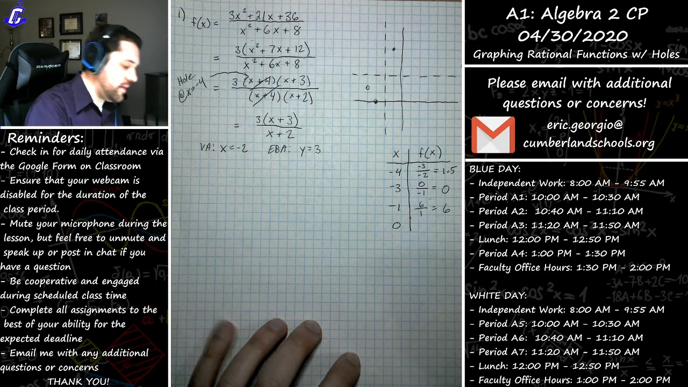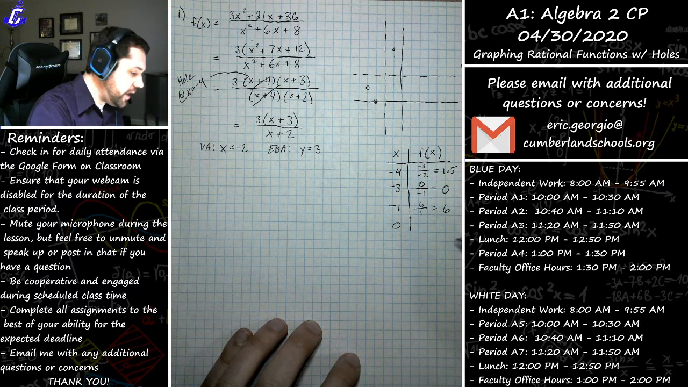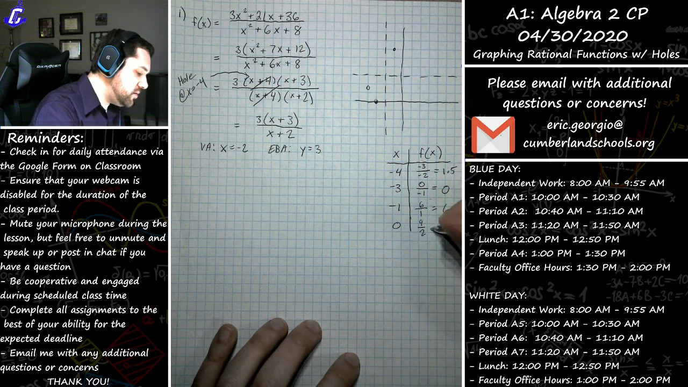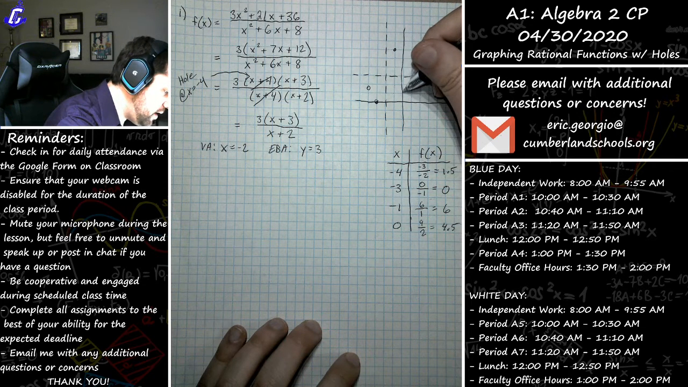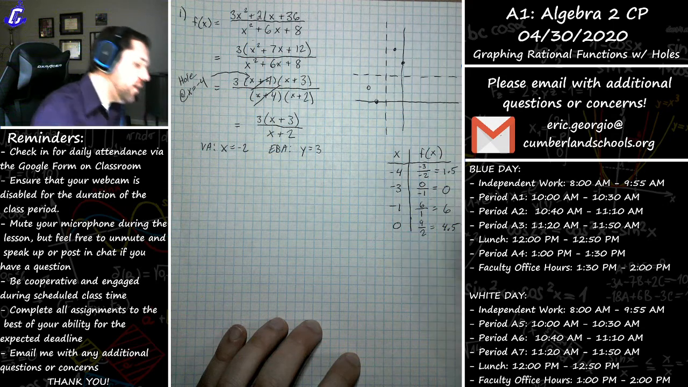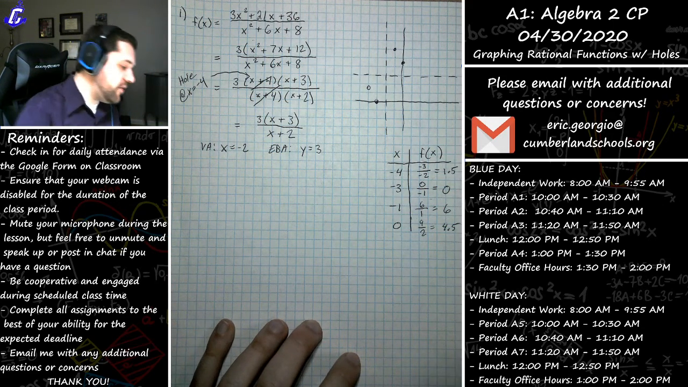0 goes in. In the numerator, 0 plus 3 is 3. 3 times 3 is 9, divided by 0 plus 2, which is 2. 9 divided by 2 is 4.5, which is right here. 1, 2, 3, 4.5. Okay. Hopefully you notice the symmetry between everything that's going on.